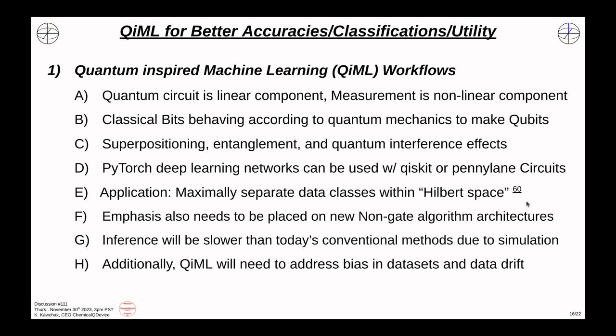And the application of this is that the quantum sphere is represented by an abstract term called Hilbert space, where you have different classes and you want them to be on complete opposite exterior shells of a specific Hilbert space or the Bloch sphere.